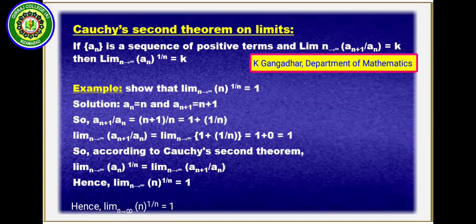So here we will see one example. Show that limit as n tends to infinity of n power 1 by n equals 1. So now an equals n and we want an plus 1, n plus 1. We find the limit of an plus 1 by an. n plus 1 by n means we write 1 plus 1 by n. We apply the limit on both sides. So 1 plus 0 equals 1. So we get limit as n tends to infinity of an plus 1 by an equals 1. Then by Cauchy's second theorem, limit of an power 1 by n is also 1. Therefore, limit as n tends to infinity of n power 1 by n is also 1.